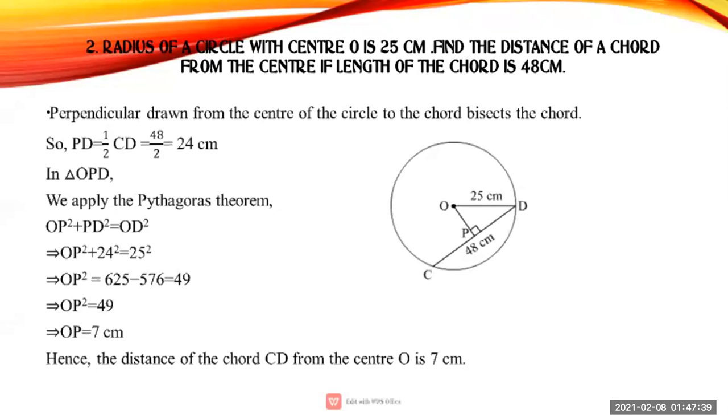Now 48 should be divided by 2. If we divide 48, we get the answer 24. So 24 is our value of PD. You can see over here in this figure.